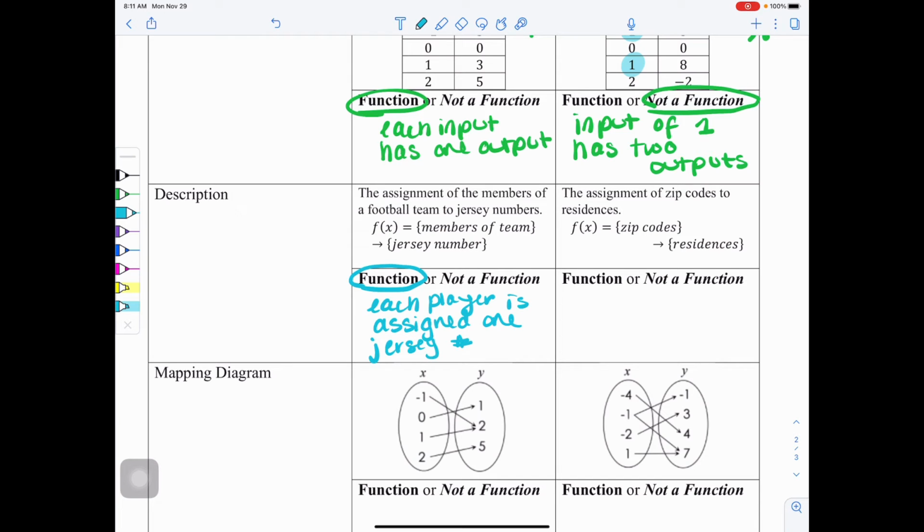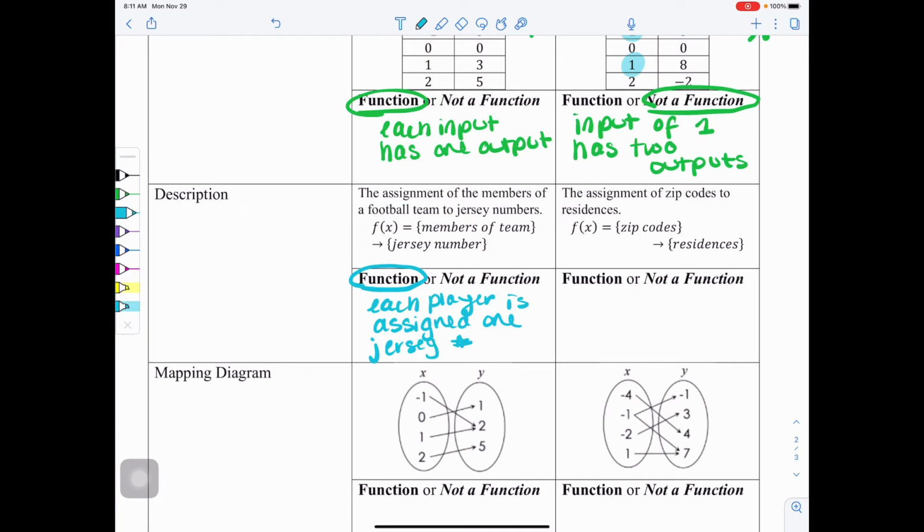So I'm still using the definition of the function, but do you notice in my explanation, I explained it in terms of the situation. So you want to be specific in the directions for whether it's a function or not, based on the description you've been given.